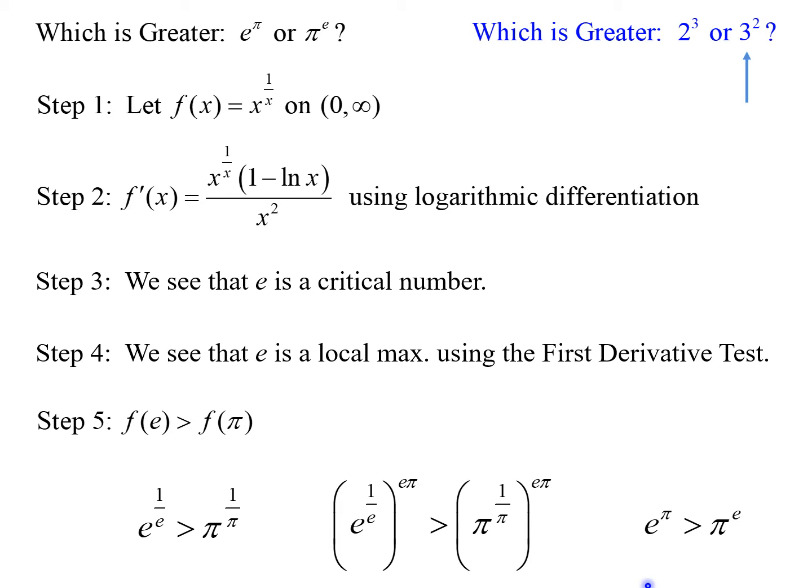Oh, FYI, e to the pi is about 23. It's like 23.14. And pi to the e is 22.459. So just in case you were curious.